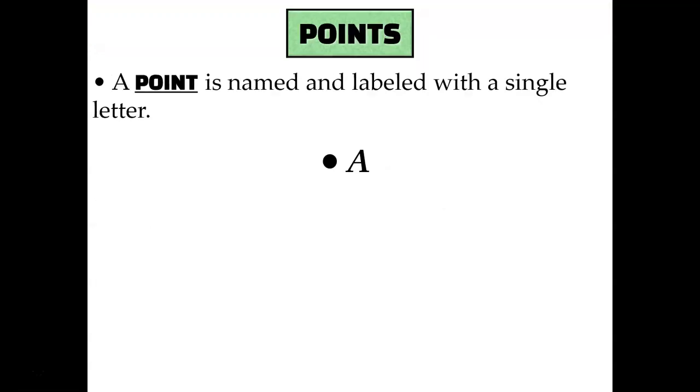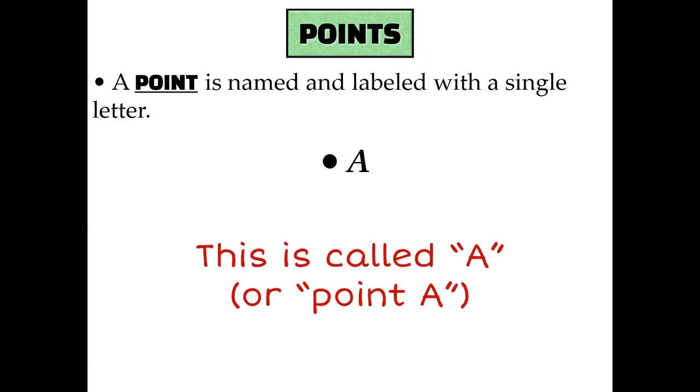First, let's talk about how to name a point. Points are by far the easiest figure to deal with in geometry, because it's just a single letter that you use to name it. So I could call this point A. Or you could even just call it A. The word point is optional.